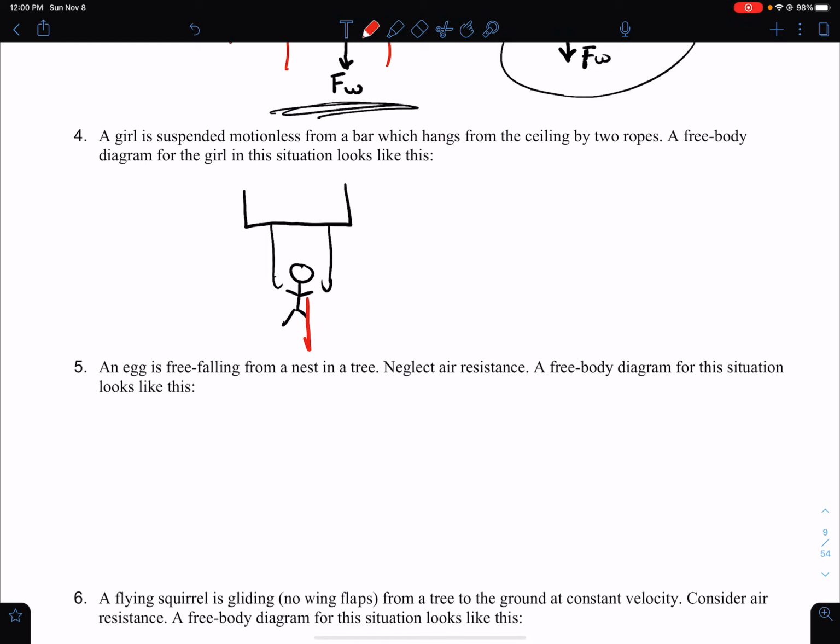We have the weight of the girl that's going to be acting downwards, but then there's going to be some support force acting upwards on this hand, and then there's going to be some support force acting upwards on this hand. Now, you might just impulsively jump into drawing this out, and you say, okay, here is the weight, and then we'd have those tensional forces, and you might do something crazy like this. You can't do that, because if we did this, you have significantly more force acting upwards than downwards.